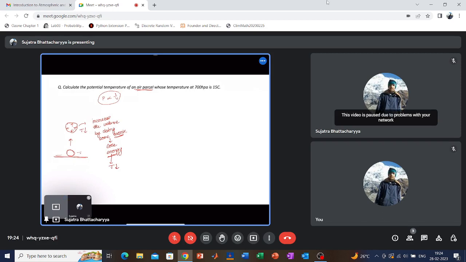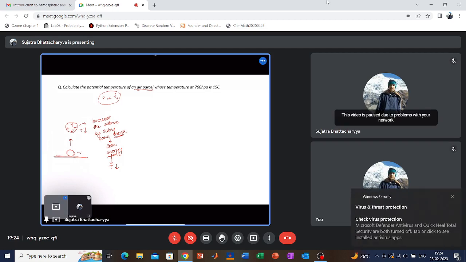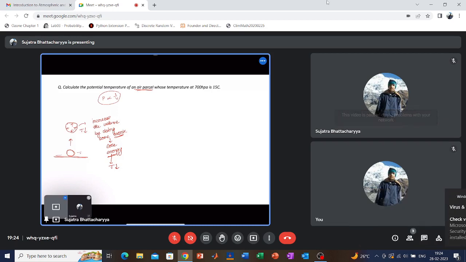Okay. Now that's why we talk about the gamma, the lapse rate, not the gamma which I have shown in the earlier slide. That is the Cp by Cv ratio. But this gamma is the lapse rate. This gamma is for the lapse rate. Fine. This is the actual thing which is going on in the atmosphere.